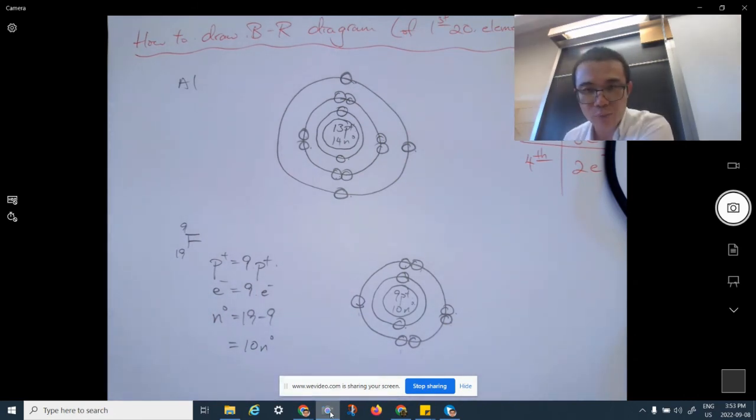Make sure you do some practice, and you will notice after you draw the Bohr-Rutherford diagrams of the first 20 elements that you will see some distinct patterns, which is rather interesting. I hope you understand this.